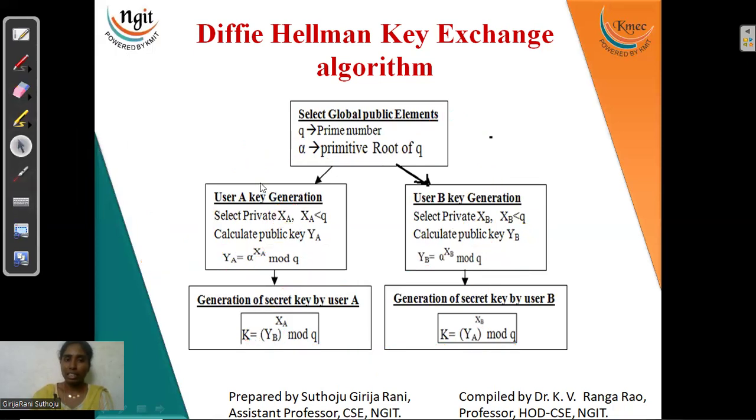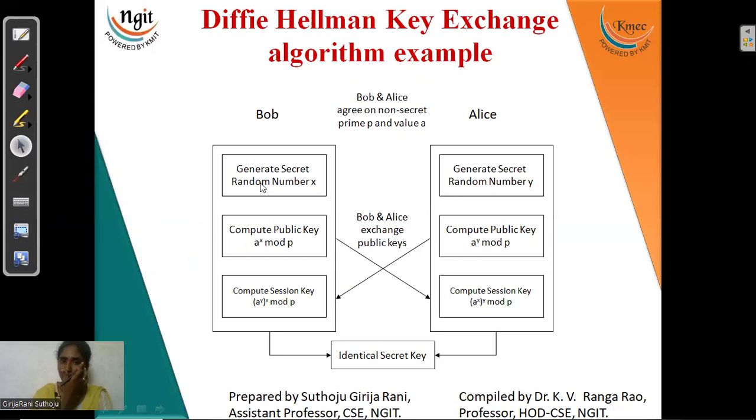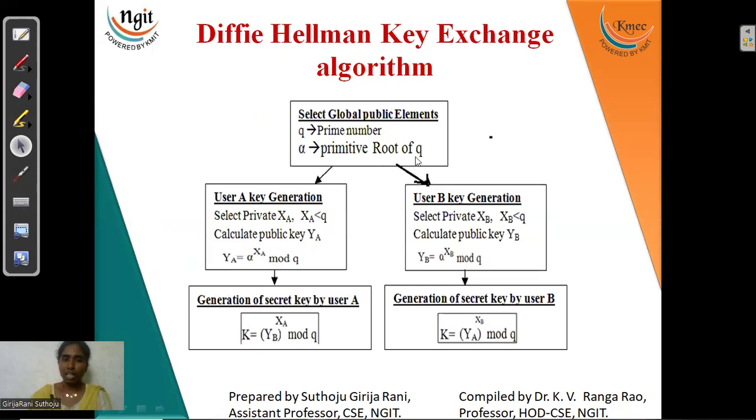So let us see one example in detail to understand this. Here, I am assuming Bob and Alice are the two communication partners. And there is one point to discuss about alpha here. Alpha is a primitive root. Everybody may be having this doubt: how to generate this alpha, right?